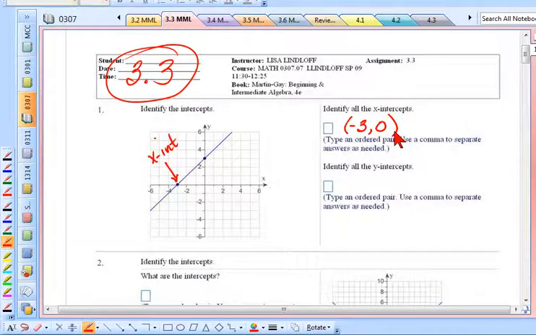Pardon? Yes, it does. It asks specifically in this question. If it didn't ask specifically, then it wouldn't matter.